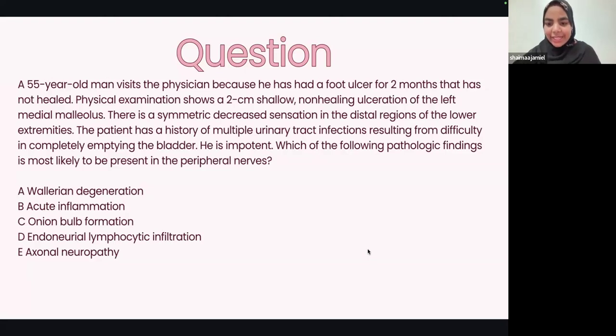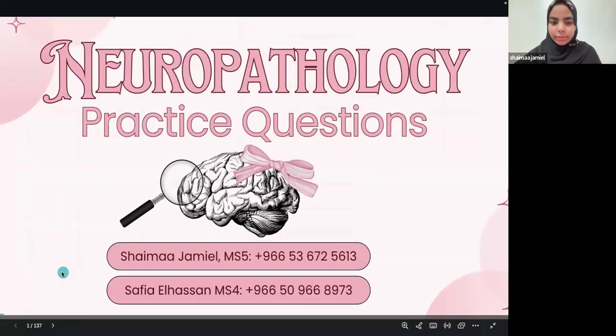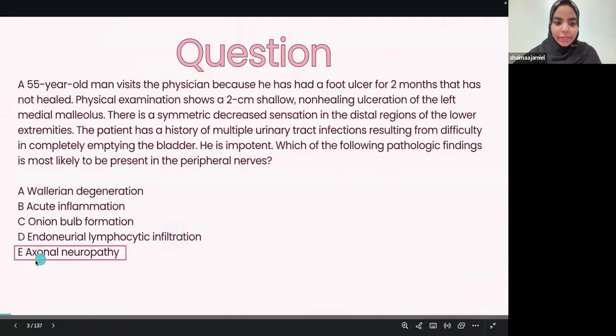So most of you are saying E. Why are you saying E? What does the patient have as a disease? Yeah, these are signs of diabetes: the recurrent UTI, the non-healing ulcers. So E is the correct answer, axonal neuropathy.